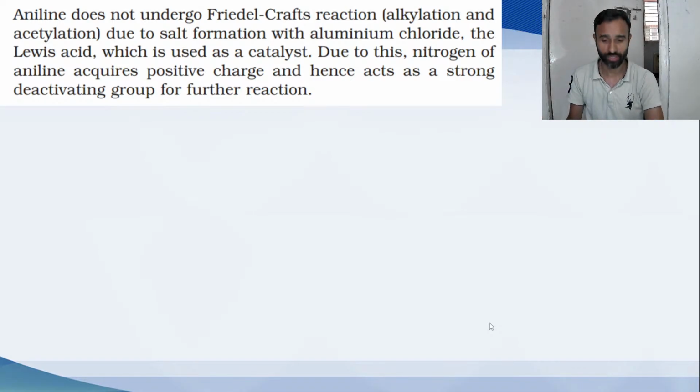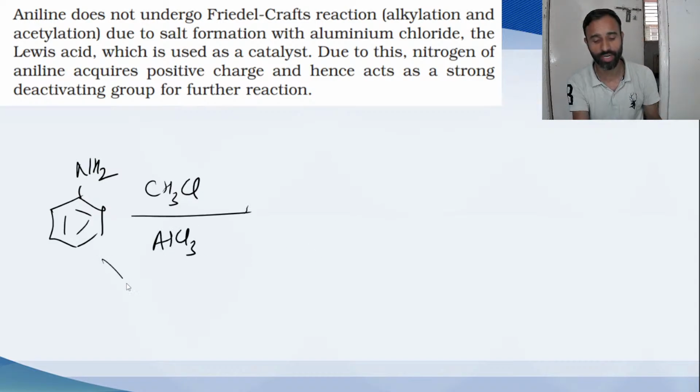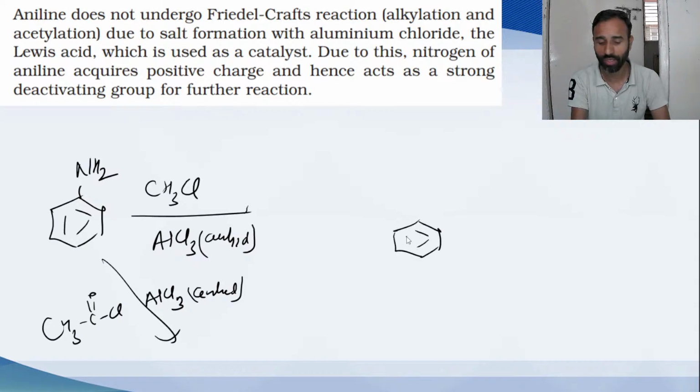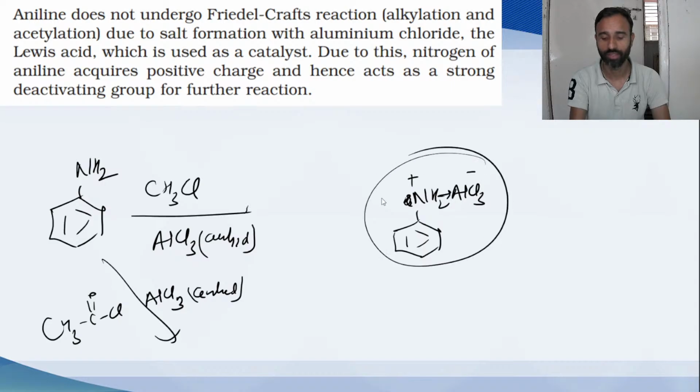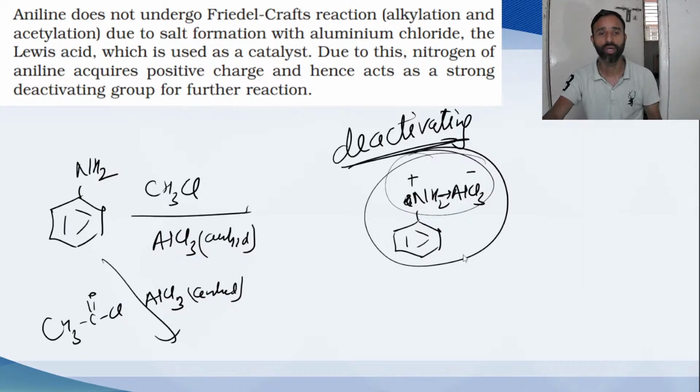Aniline does not undergo Friedel-Crafts reactions. Why is it so? In Friedel-Crafts reactions, we use alkyl halide or acyl chloride along with anhydrous AlCl3, which is a Lewis acid as well. So it gets attached to NH2 and forms a coordinate bond with it, and therefore the nitrogen of aniline acquires a positive charge and acts as a strongly deactivating group. Instead of a catalyst, AlCl3 acts as a poison for aniline, so further reaction does not take place. Keep in mind, aniline does not undergo Friedel-Crafts reactions due to salt formation with AlCl3.